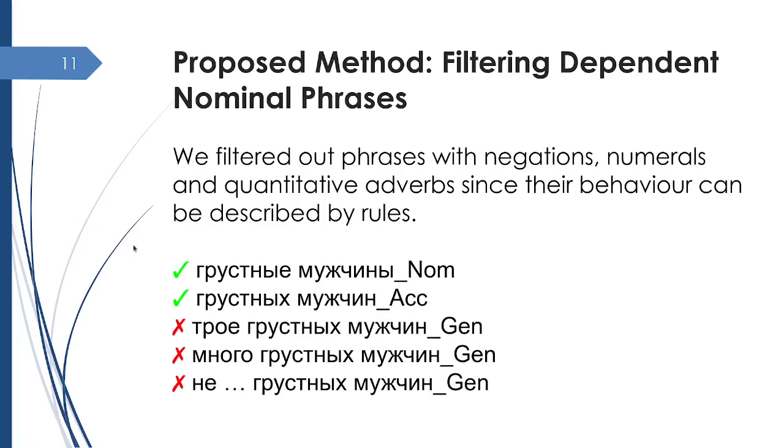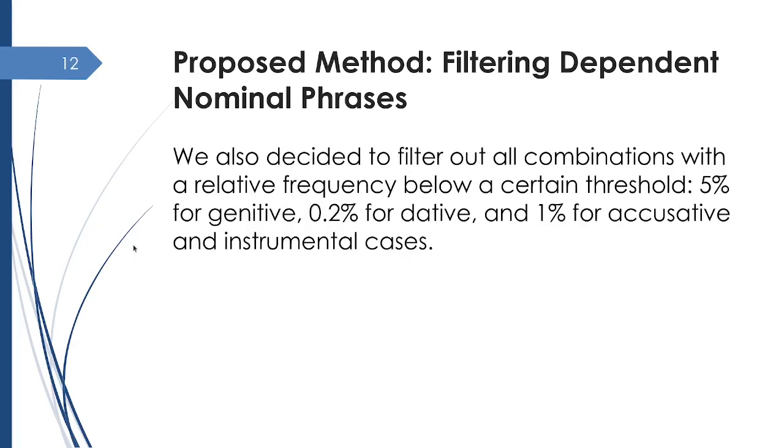We also filtered out nominal phrases, eliminating all phrases which have negations, numerals, or quantitative adverbs, since they are defined by well-described rules of the Russian language. This is very important information, but it makes some crucial noise, shifting statistics of verbal governance. We also found out that we could filter out some rare combinations for nominal phrases which have relative frequency less than a threshold dependent on the grammatical case. It can be explained by the fact that the parser makes some regular mistakes in difficult sentences.